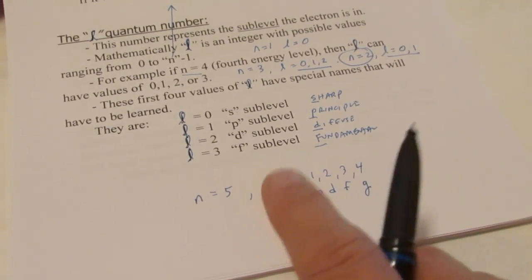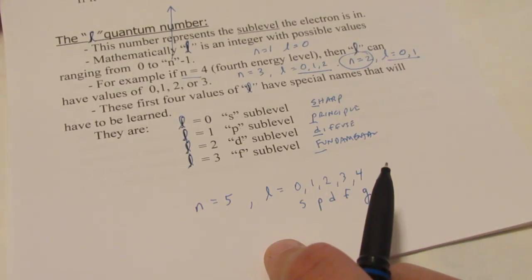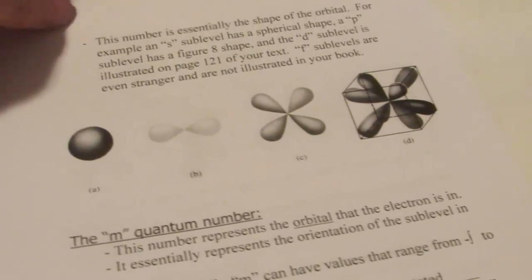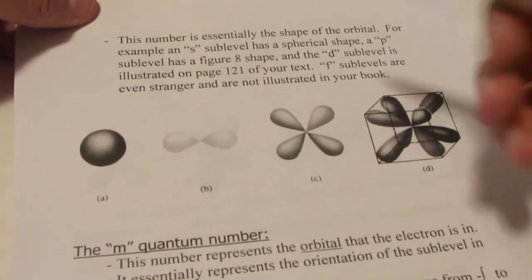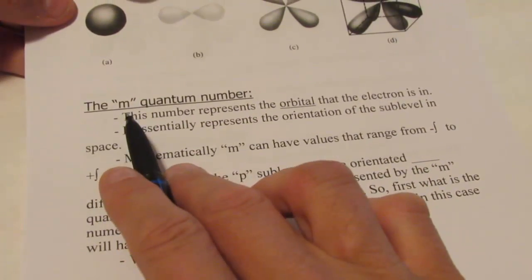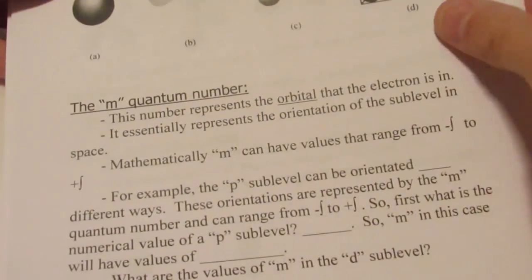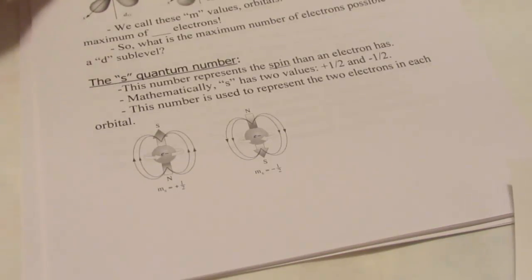All right, let's stop right there with the L quantum number. And with the next video, we'll pick up on the shapes of these sublevels. So still discussing the L quantum number. And then we'll talk about the M quantum number, sometimes called M sub L, and the S quantum number, sometimes called M sub S. So we'll do that next time.